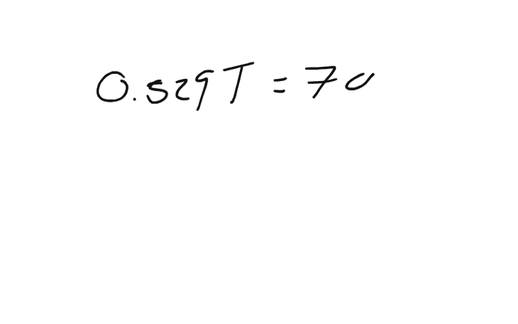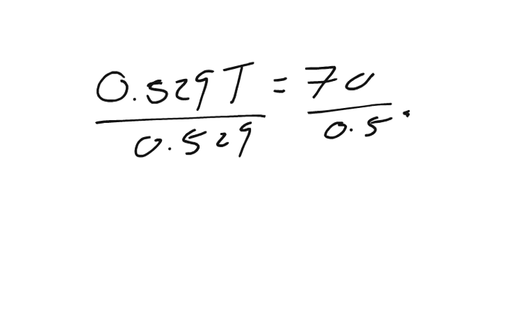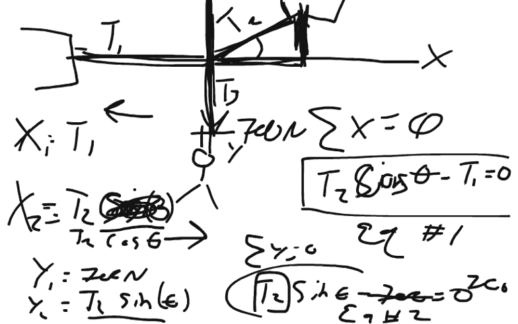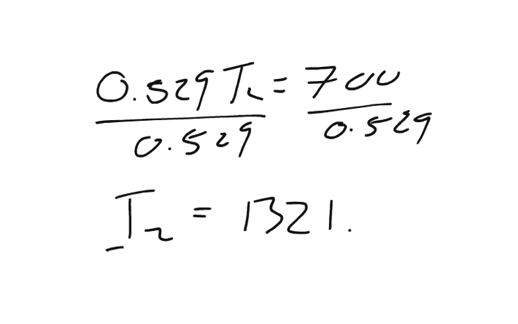So what we have now is 0.529 T2 equals 700. I divide both sides by 0.529, and I get that T2 equals 700 divided by 0.529, which is 1320. We're just going to round to 1321. T2 equals 1321. So we've solved that, that's the inclined cable. Remember, T2 is our inclined cable.